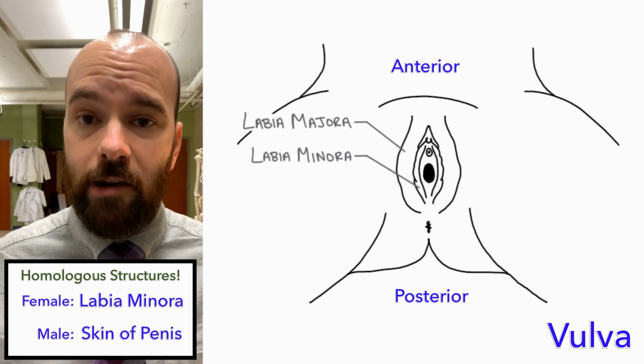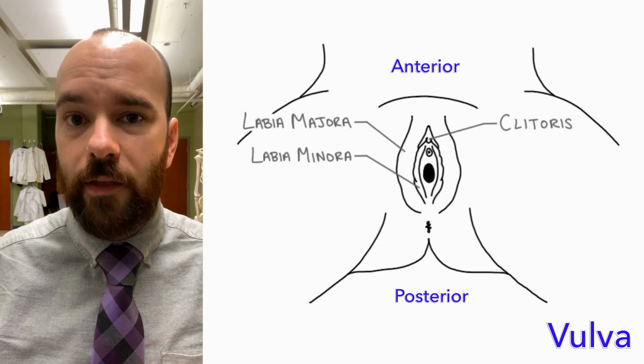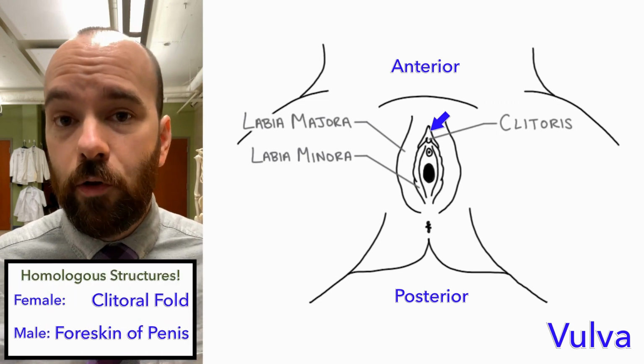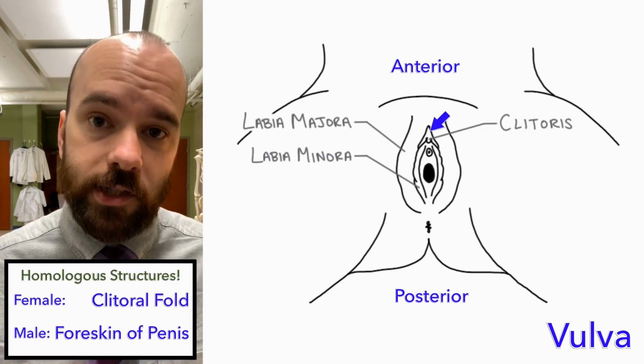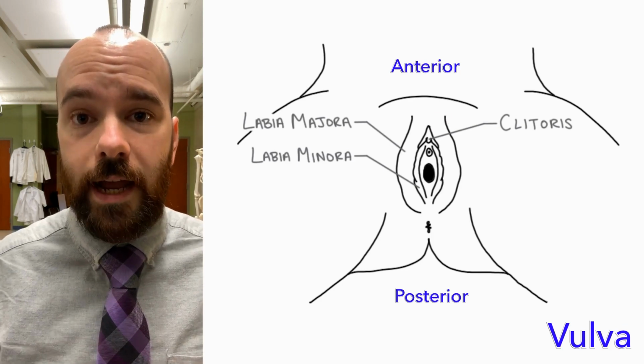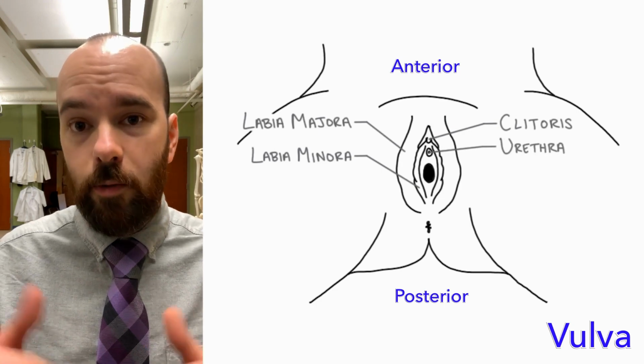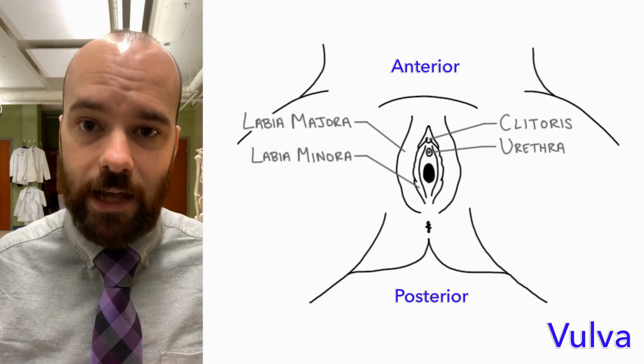Here at the top of the diagram, or the most anterior part of this, is the clitoris. And the clitoris is covered by the clitoral fold. The clitoral fold is a homologous structure with the foreskin of the penis in the male reproductive system. Posterior to this, or below this on the diagram, is the urethral opening. And just posterior or below that in this diagram is the vaginal opening.